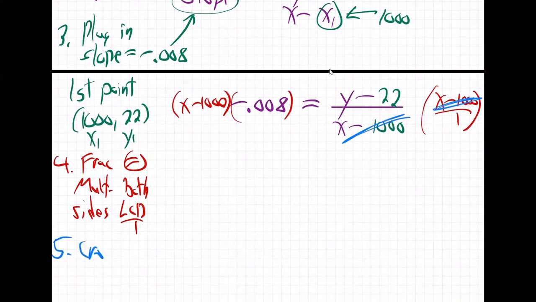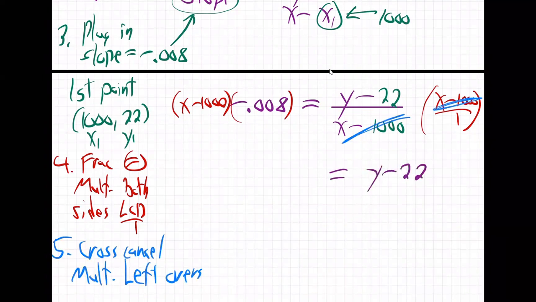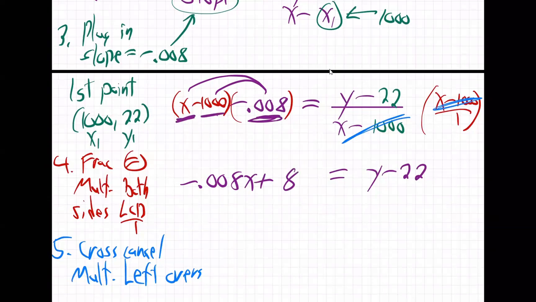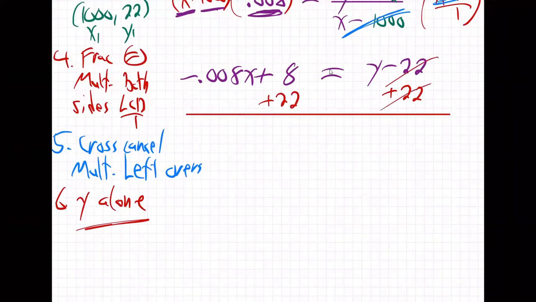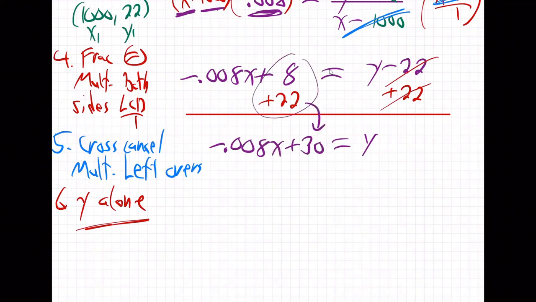Step 5, cross cancel. Multiply leftovers. So over here they cross cancel and we just have y minus 22. On the other side, I'm going to multiply these. It'll be minus 0.008x. And then negative 0.008 times the minus 1,000 is going to be positive. The 0.008 times 1,000 will become positive 8. The two negatives make a positive and it's just 8. And the last step, just get y alone. That means just add 22 to both sides. So y equals minus 0.008x plus 30. 8 and 22 makes 30. And there we go, we got y alone.